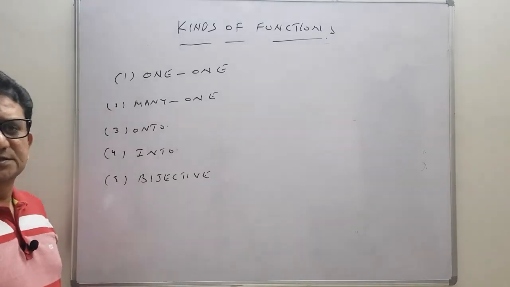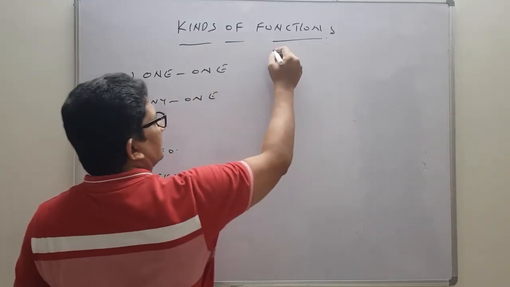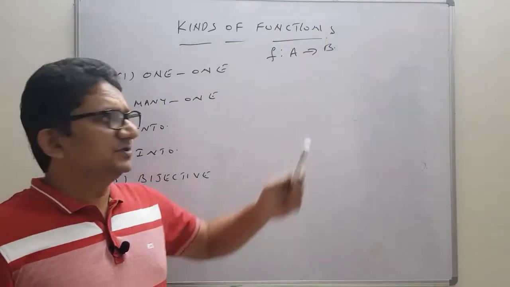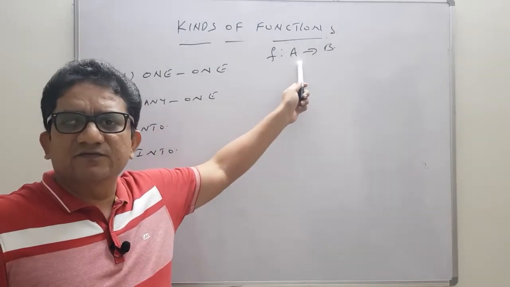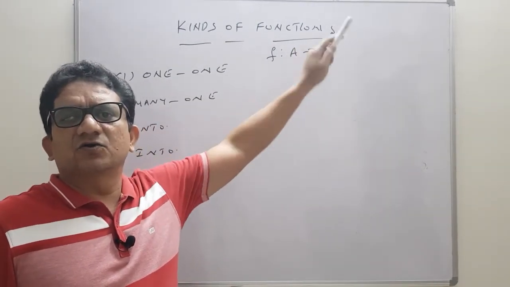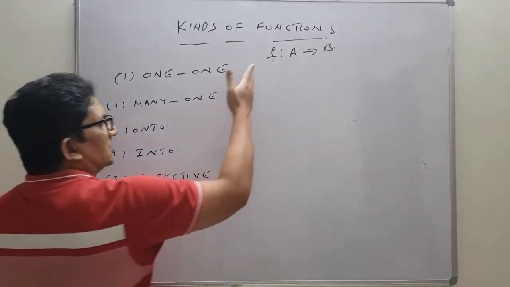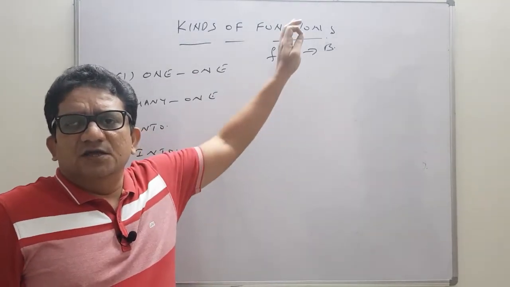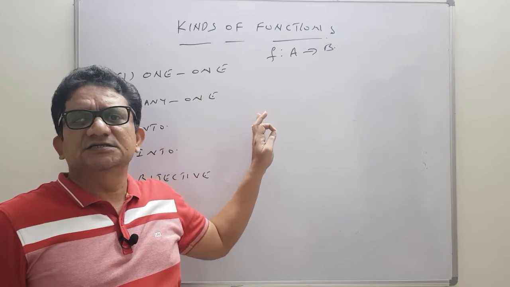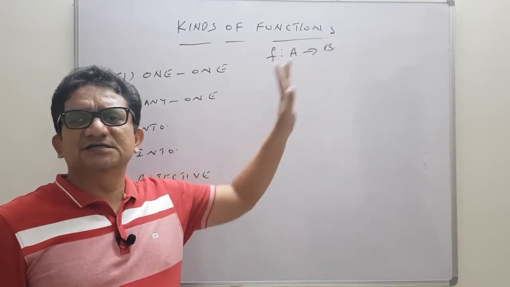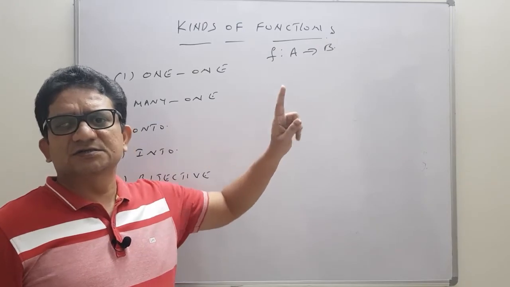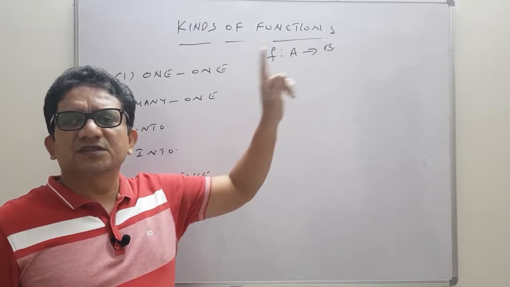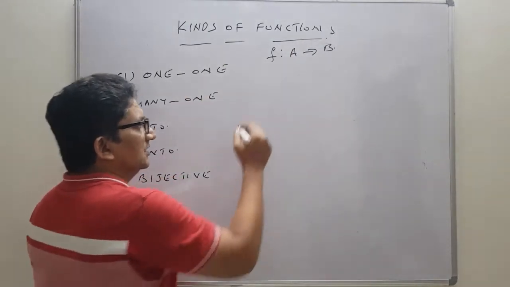Now we'll recall all the things. See, one-to-one function means a function f from A to B. In this f from A to B, we know that A is called the domain of the function and B is called the codomain of the function. Now a function f from A to B is said to be one-one, or one-to-one, if every element of set A has exactly one image in set B. That is a one-one correspondence between set A and set B. Every element of set A is paired with exactly one element of set B, like this type.